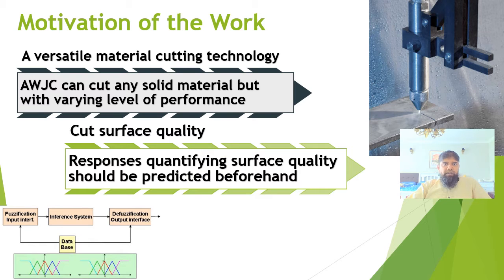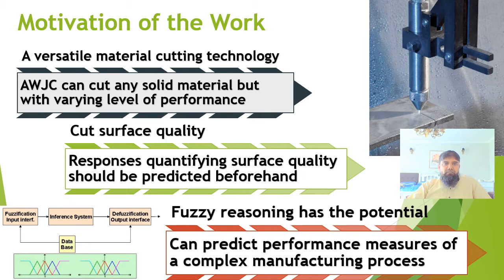It is imperative to predict the quality of the cut surface before the start of the cutting process, especially for thick stock, as a lot of time and energy is invested in the cutting process. Abrasive water jet cutting is highly complex process with multifaceted relationships between predictors and performance measures. Thus, analytical modeling becomes very difficult. So for such a situation, fuzzy reasoning possesses a lot of potential to accurately estimate the performance measures.